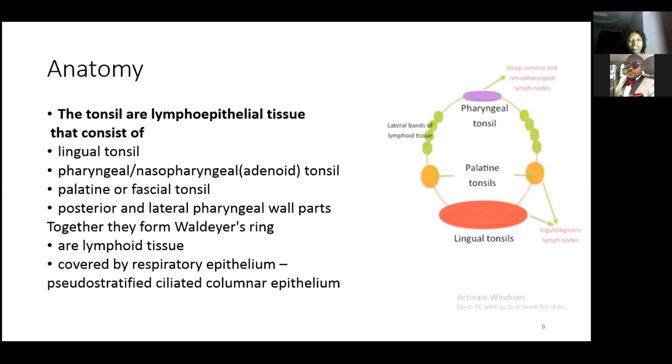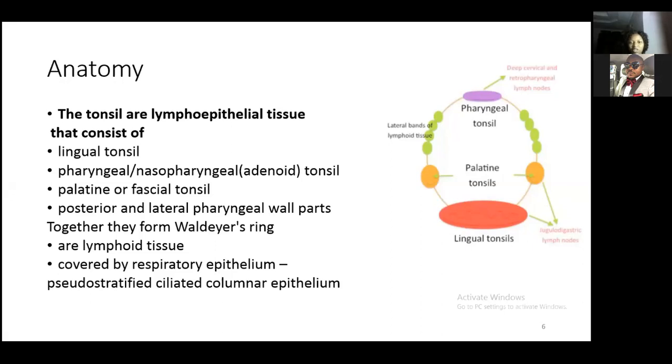Tonsils and adenoids belong to what we call lymphoepithelial tissue, and they consist of the lingual tonsil, the pharyngeal tonsil, which is also referred to as the adenoids, the palatine or faucial tonsil, and also the posterior and lateral pharyngeal wall parts. Now, these 4 components that I just mentioned form what we call the Waldeyer's ring.